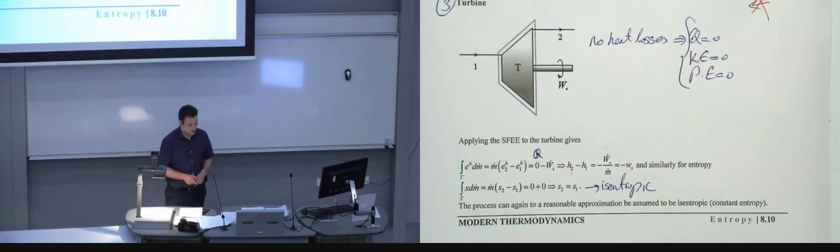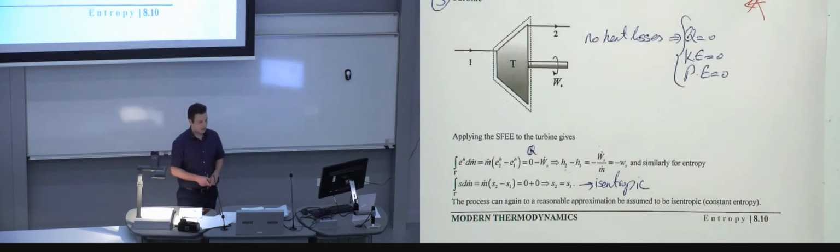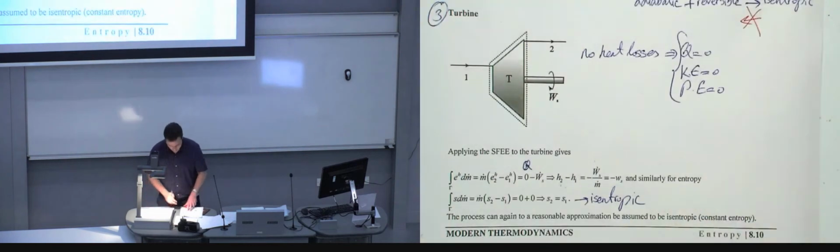So that means that a turbine is an isentropic device, and in fact, the same thing applies to a compressor. I haven't included a compressor here, but a compressor would be exactly the same. So the equations that you see here would apply exactly the same to a compressor. So let's just make this comment: same for a compressor.